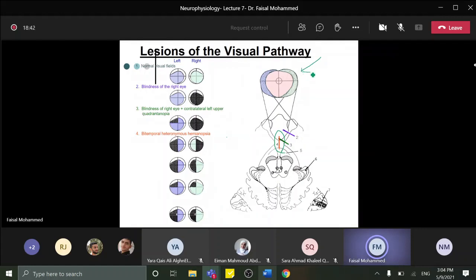the visual feed from both lateral aspects are lost so this is what we call it bitemporal heteronymous hemianopia.